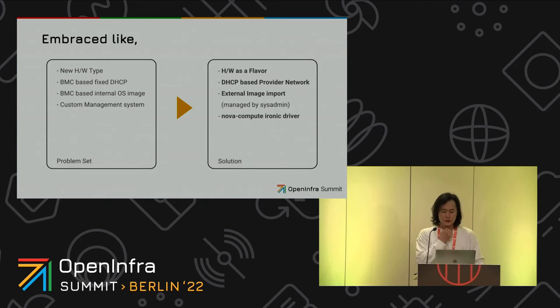For DHCP, we use a provider network over the DHCP, and then we can import the external image into the BMC, and all of this works thankfully through the Nova Compute and the Ironic driver. So we successfully introduced a new type of hardware architecture into our cloud.